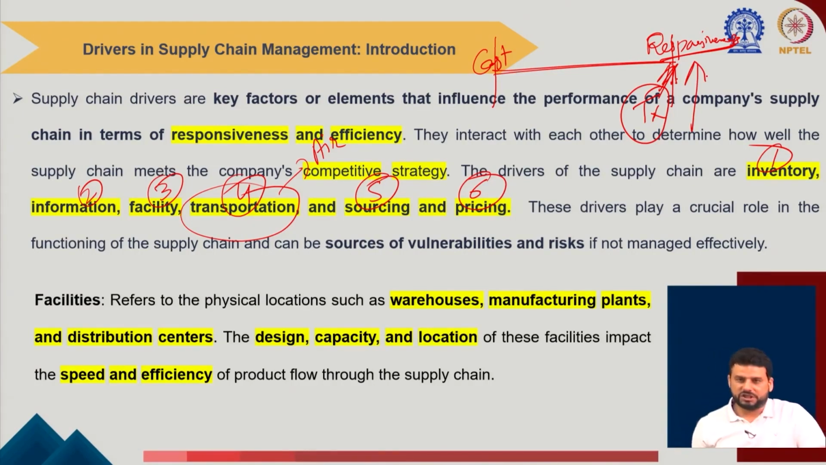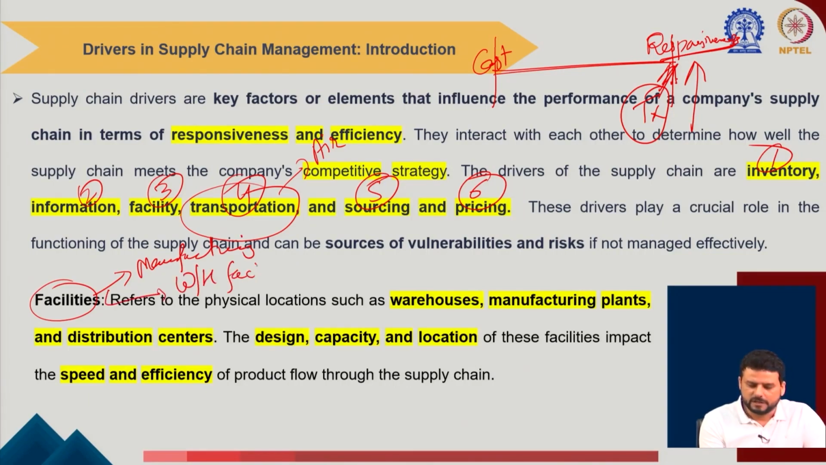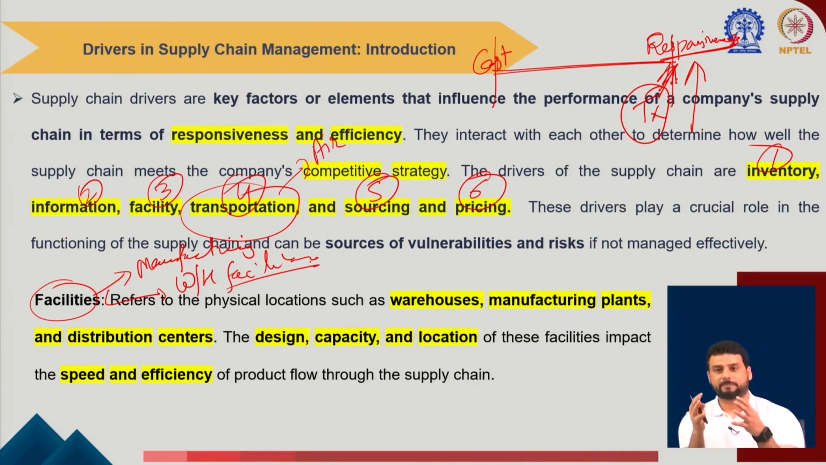Quickly we will go through each driver. Facilities: what types of facilities are we using? We are using either manufacturing facilities or warehousing facilities, at different locations. Raw material suppliers also have manufacturing units, which will also be counted as manufacturing facilities. And then warehousing facilities, wherever you are temporarily storing, doing cross docking, or storing raw material, can be considered as another kind of facility.